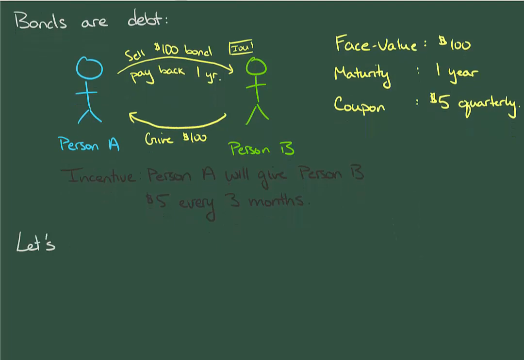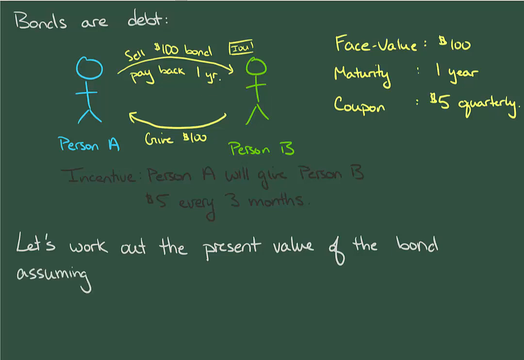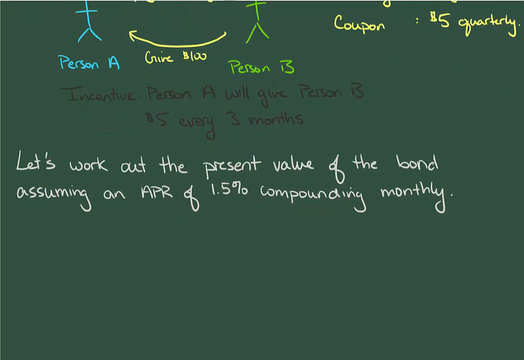So let's work out the present value of the bond. This is a bit tricky, right? There are many different payments being made, all of which occur at different times. To move money through time, we need an interest rate. So let's choose an APR, let's say compounding 1.5% monthly. Often we choose something called the risk-free rate when moving bond payments through time.